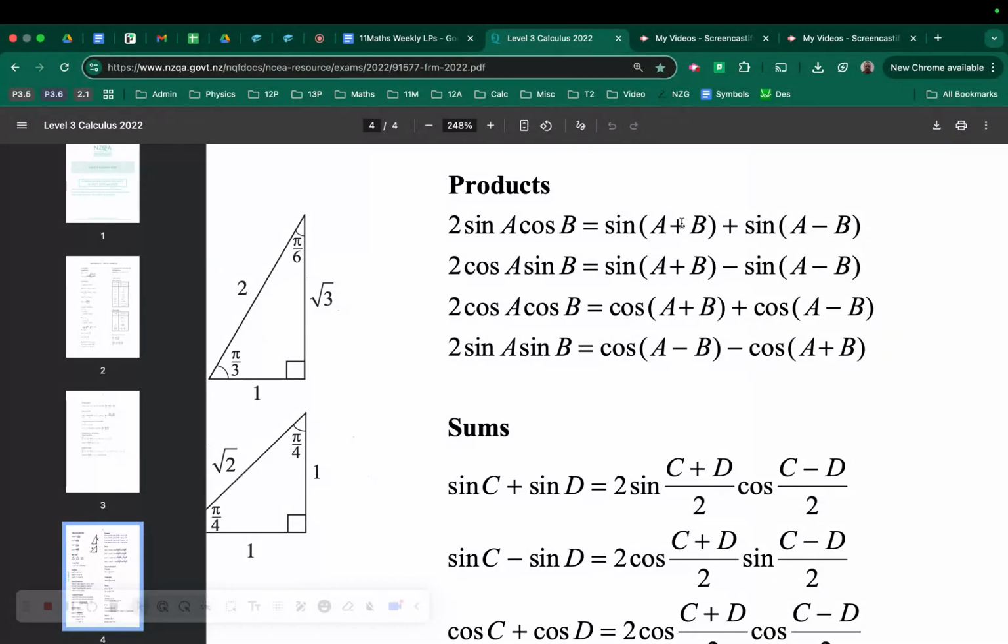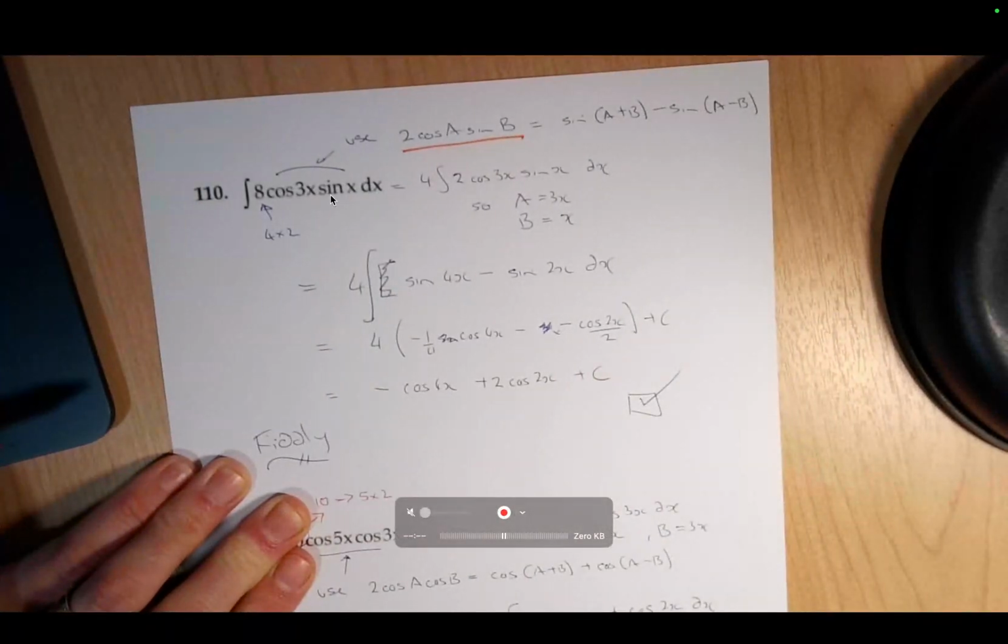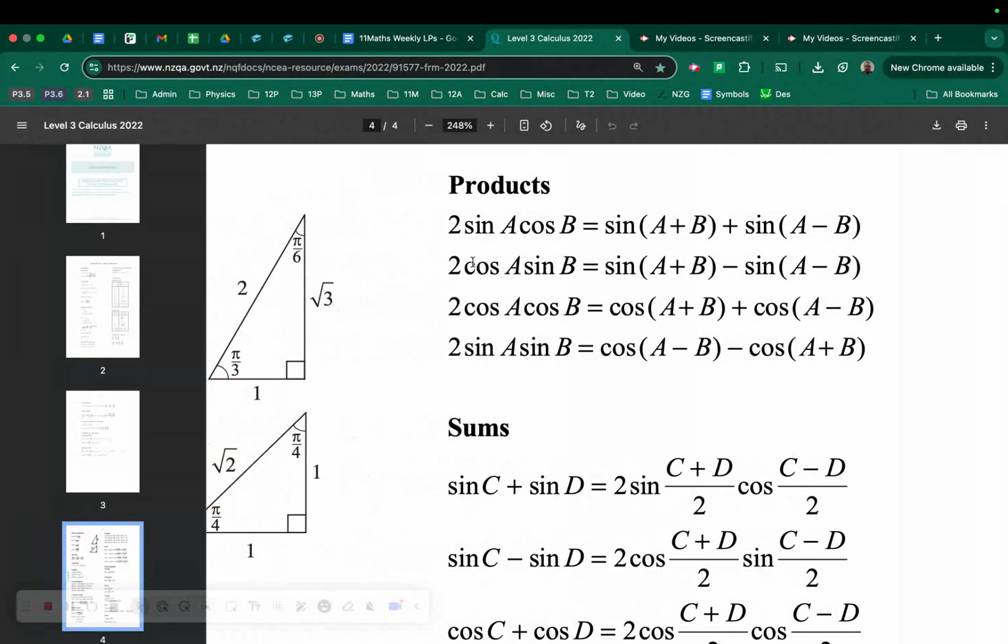Now here's the key. The right hand side here is very straightforward to integrate. This is not. You cannot easily integrate product trig terms. So this one here is cos A times sine B. This one is cos A times cos B, sine A times sine B. So you have to look at these options and see which one fits. This one here is cos 3x and sine x. So I'm thinking the second one here is what we need.